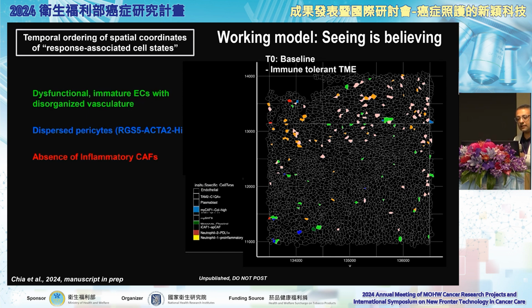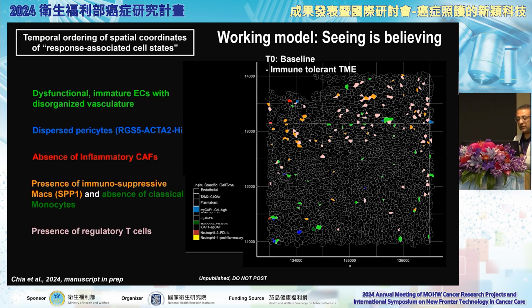There is generally a complete absence of the inflammatory CAFs, and there is presence of these immunosuppressive macrophages, shown in yellow, and the absence of any classical monocytes. There's also presence of the regulatory T cells, which are the light pink cells.